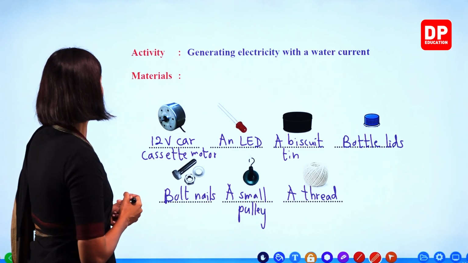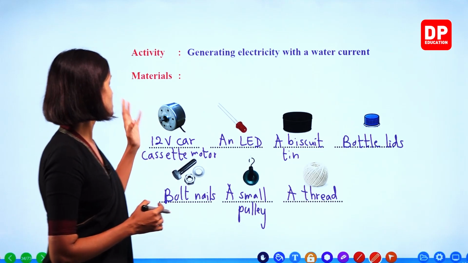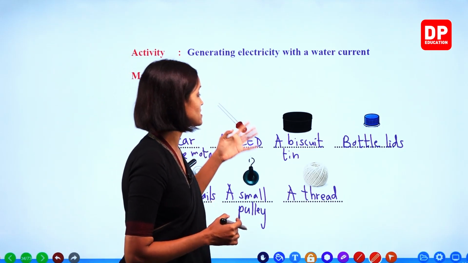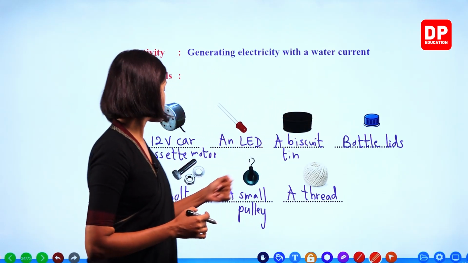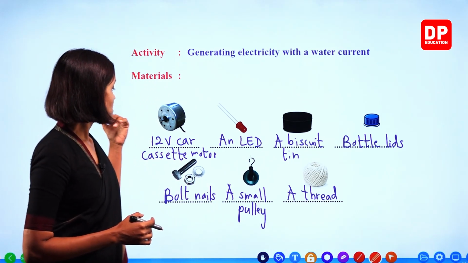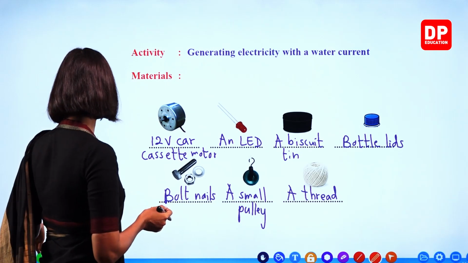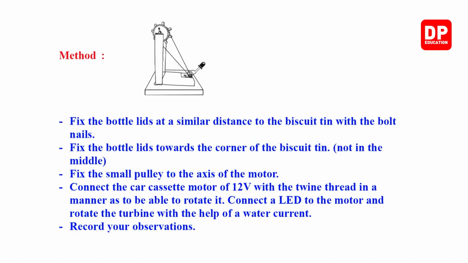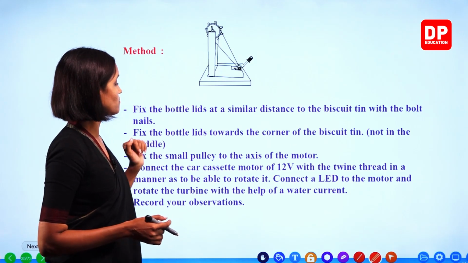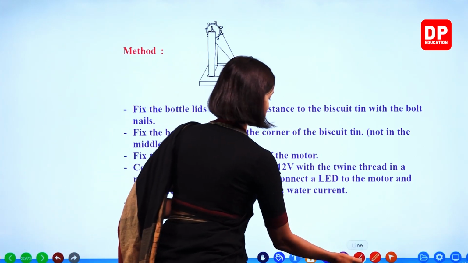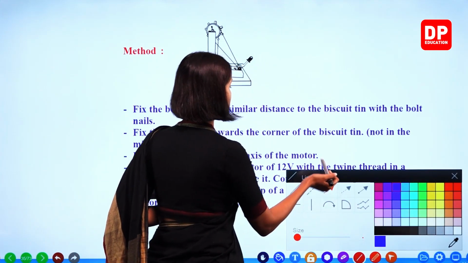Right, children? 12-volt car cassette motor, an LED, a biscuit tin lid, bottle lids, bolt nails, a small pulley and a thread. Right, children? Okay, we'll move on to the next. So the method, look at the diagram. We will label this diagram, children, so we can get a better understanding.